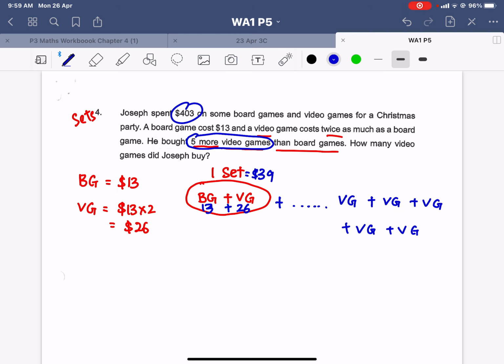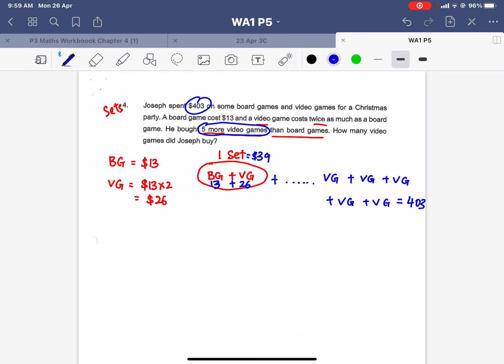All right, but the total spent is 403. So this is the meaning of the set, right? So what we could do is find out how many sets of video games and board games there are. But for us to do that, let's try to remove all the extras first.